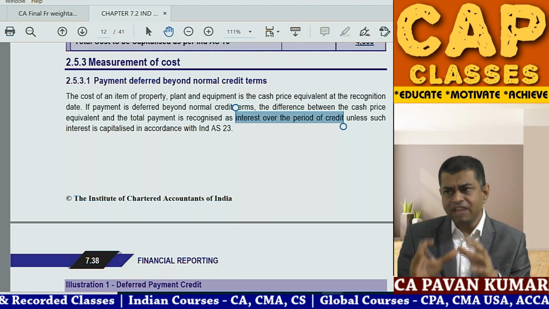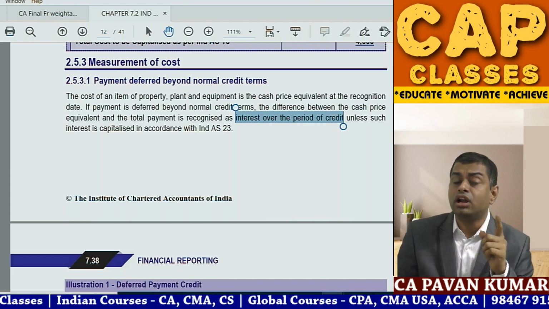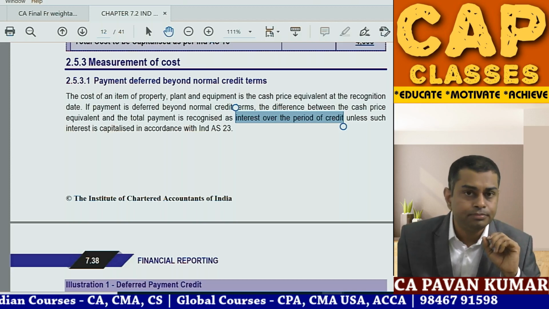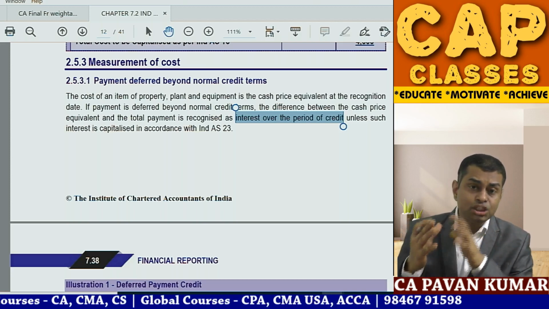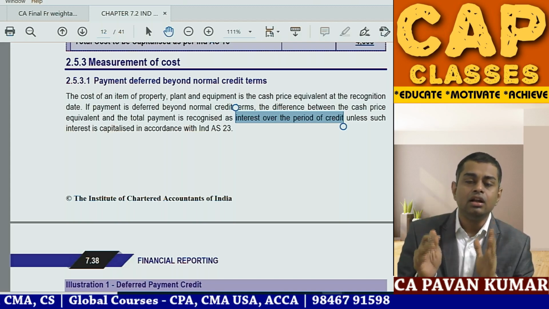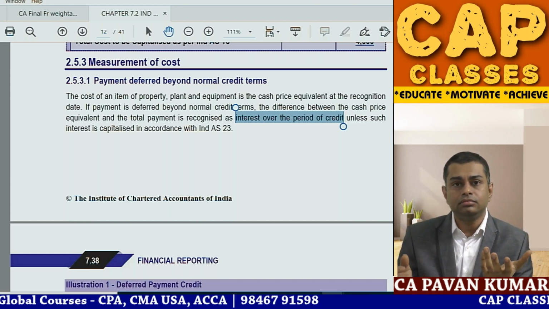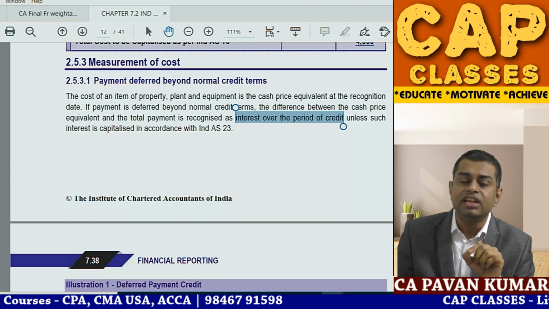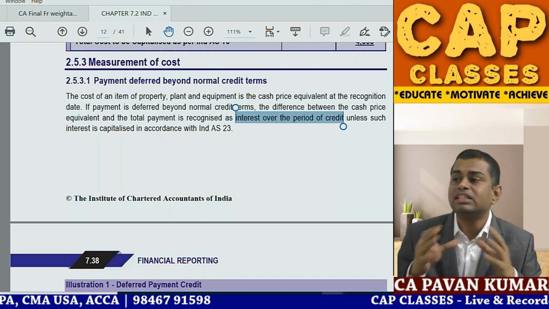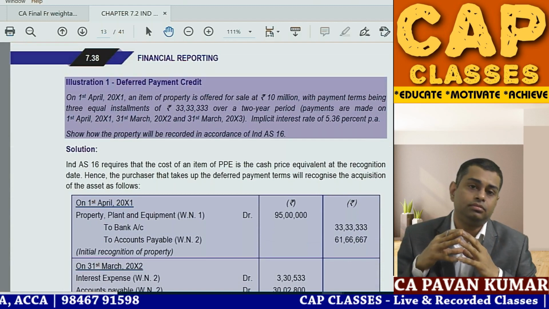However, if the asset is a qualifying asset, and the interest can be capitalized as per your old accounting standard 16, now we call it Ind AS 23, borrowing cost, that is a different issue that we will not see here. Here, what do we see? Normal credit period given, normal journal entry. Beyond normal credit period is given, then we calculate cash price equivalent. This is the principle. Based on this principle, they have given illustration 1, first question.